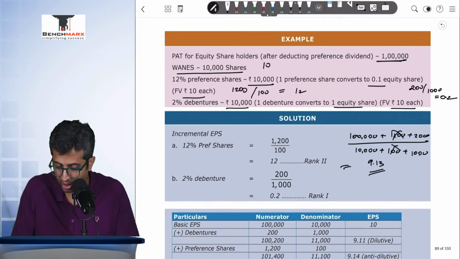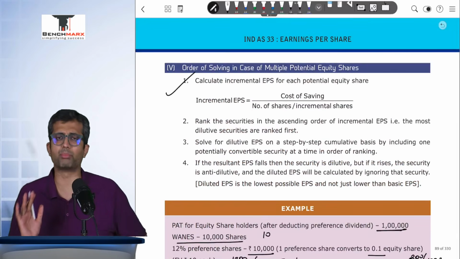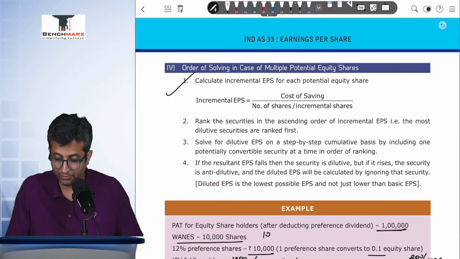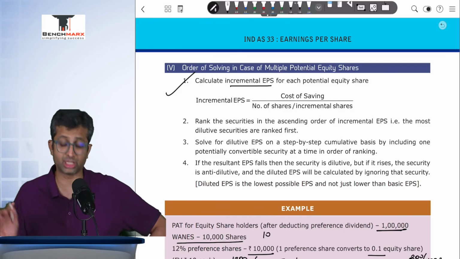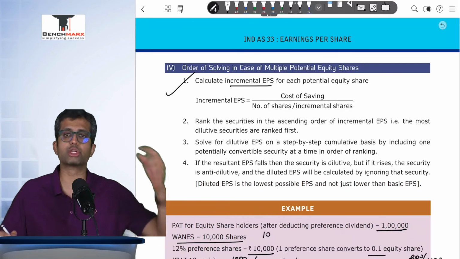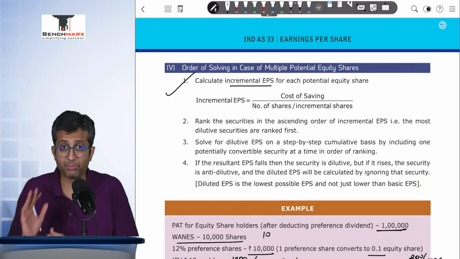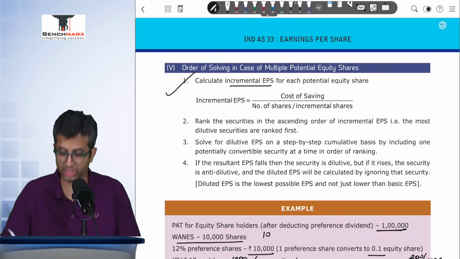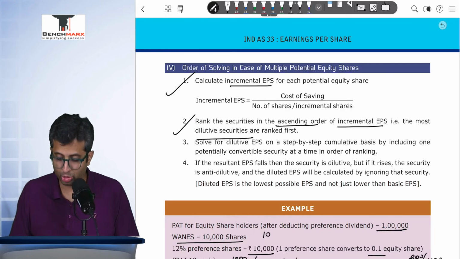Well, over here there are 3 or 4 steps that you will have to remember. If there are multiple potential equity shares, then you will first calculate the incremental EPS, that is cost saving by the number of incremental shares. Then you will rank the securities in ascending order, that is in the order of their dilutive impact. The lower the cost saving per share, the more is the dilutive impact. So rank the securities in the ascending order of the incremental EPS, that is, the most dilutive securities are going to be ranked first.